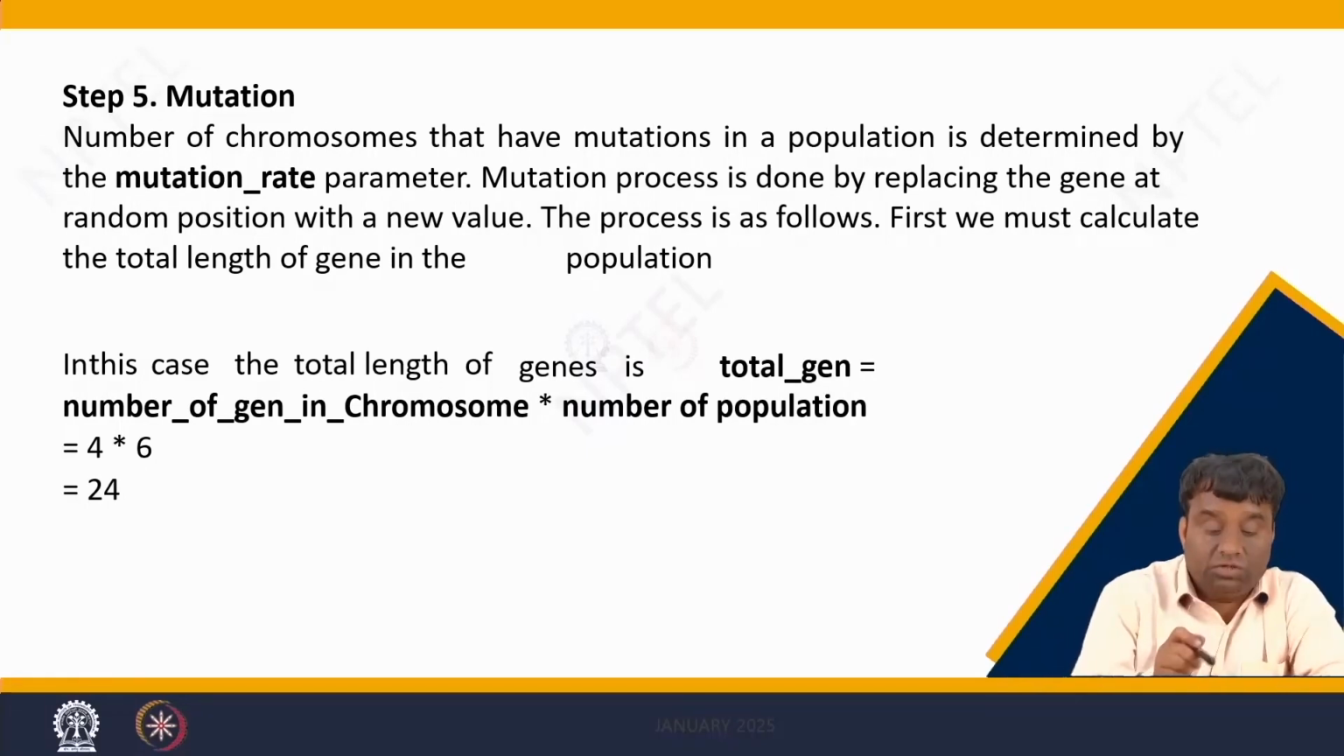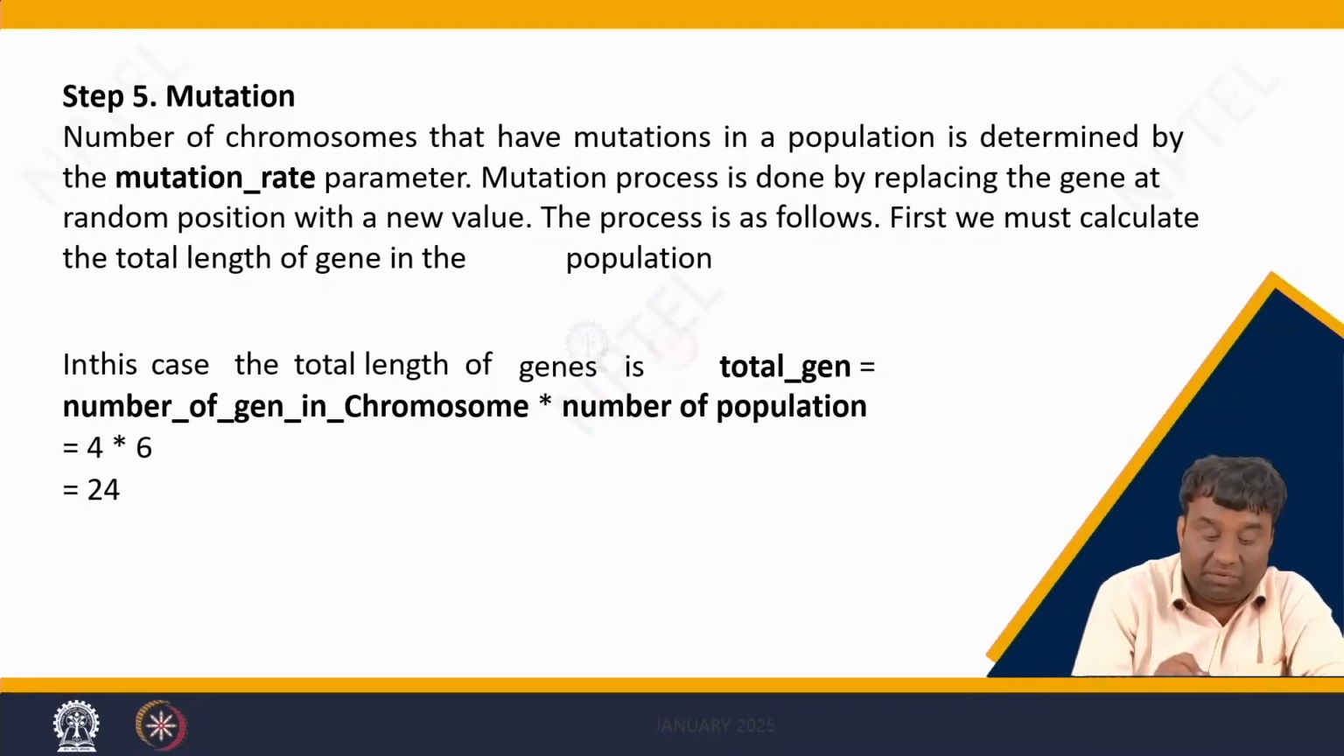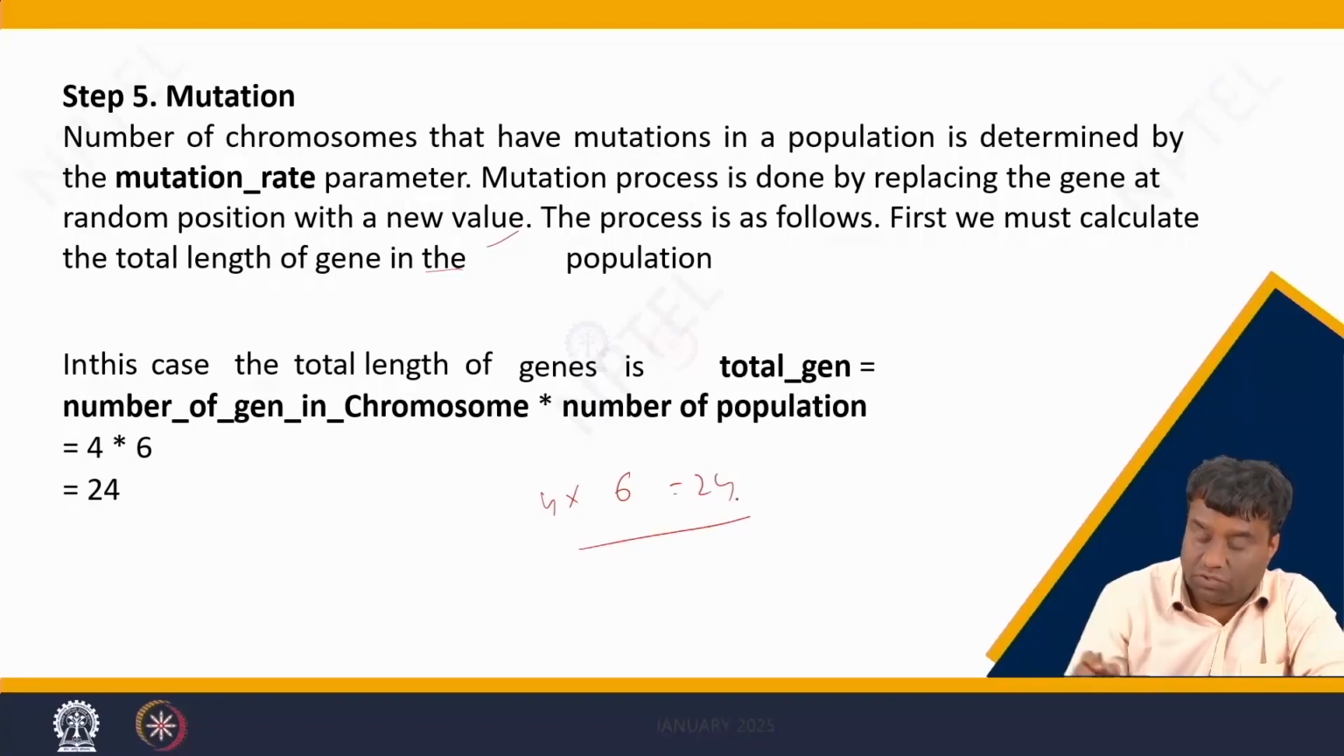So now we need to do the mutation. The number of chromosomes that have mutation is determined by the mutation rate parameter. Mutation is done by replacing the gene at a random position with a new value. The process is as follows. First, we must calculate the total length of the genes in the population. There are 6 chromosomes, each of length 4. So 4 into 6 is 24. So the total is 24.